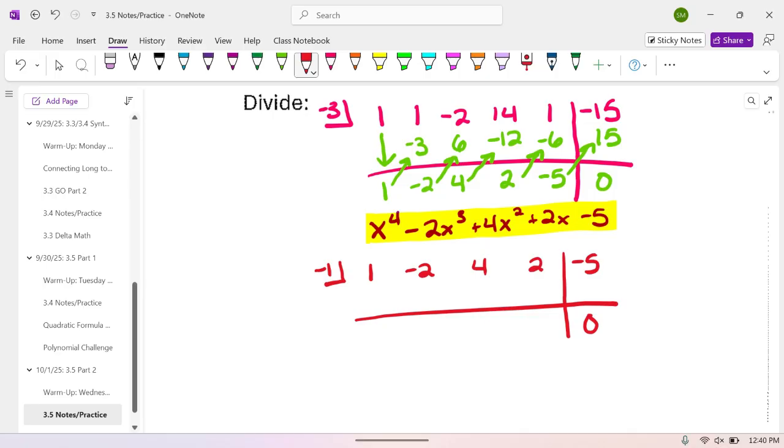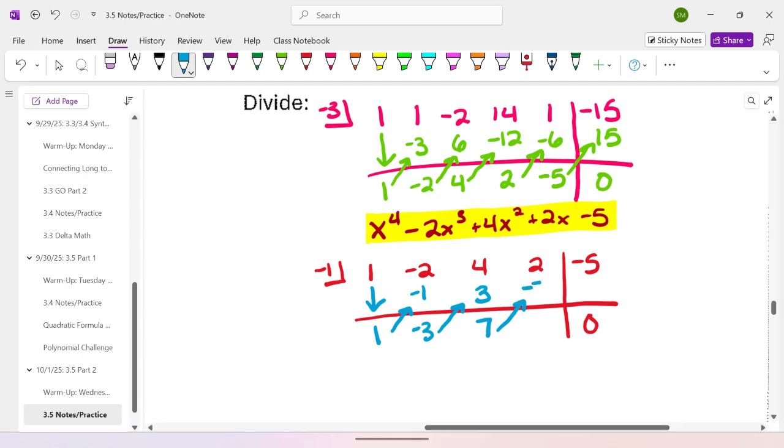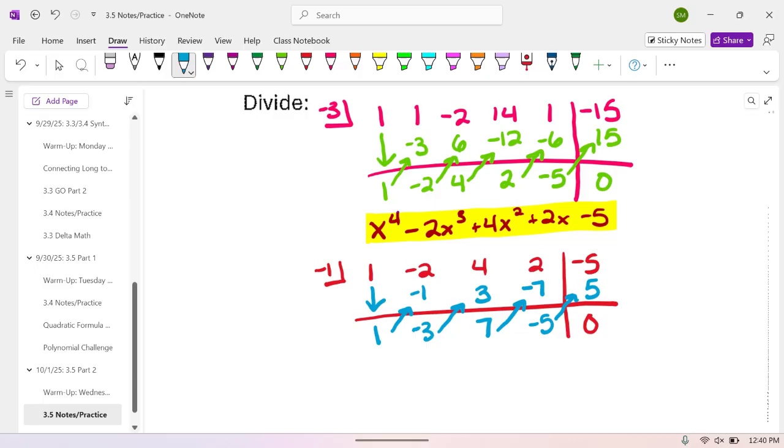All right. So, I'm going to drop the 1. Multiply it by negative 1. Get negative 1. What's negative 2 plus negative 1? Negative 3. Repeat. Multiply by negative 1. I get 3. What's 4 plus 3? 7. Repeat. Multiply by negative 1. Get negative 7. Right. 2 plus negative 7 is negative 5. Multiply by negative 1, I get positive 5. Negative 5 plus 5 is 0. Does everyone understand what I'm doing?